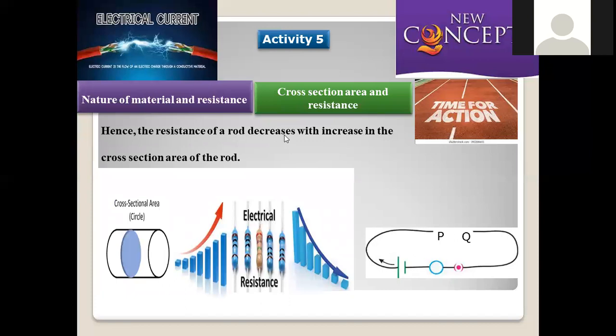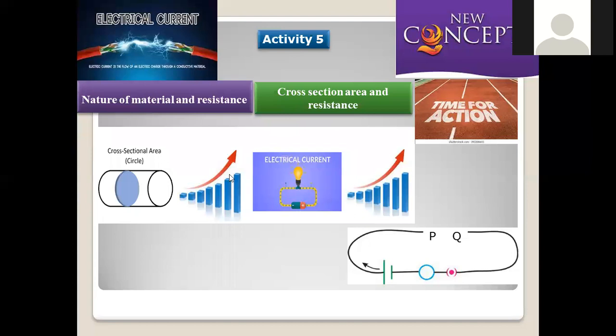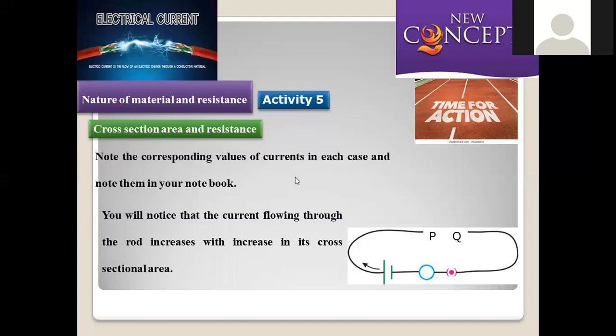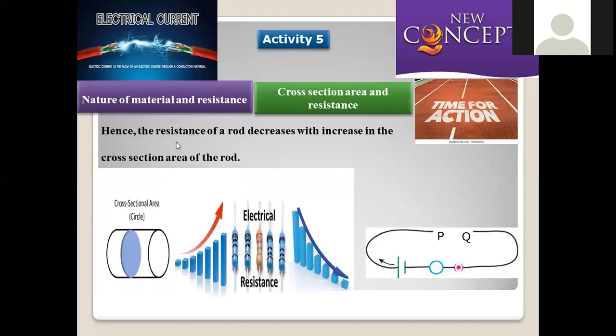Now, hence the resistance of the rod decreases with increasing the cross-sectional area of the rod. So already we know current and resistance are reciprocal to each other. That's the reason why, as the cross-sectional area rises, the resistance of the material will be lowered in the opposite manner. So that's the reason why the resistance of the rod decreases as we are increasing the cross-sectional area.